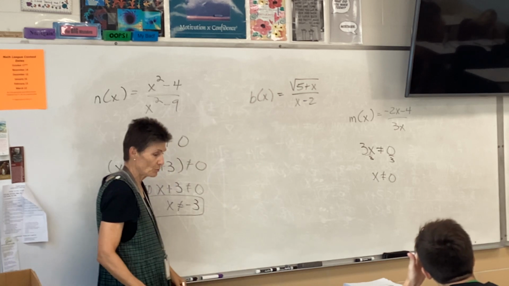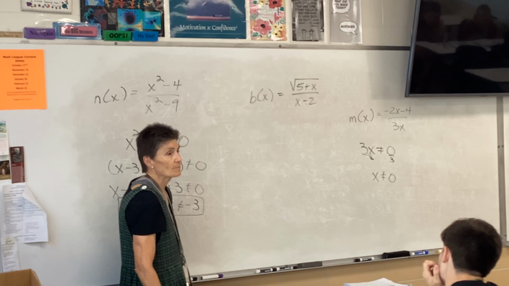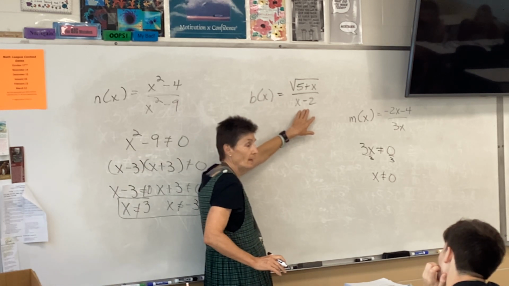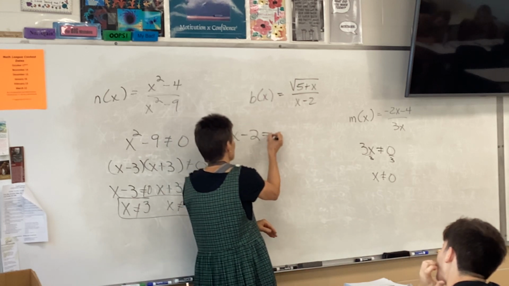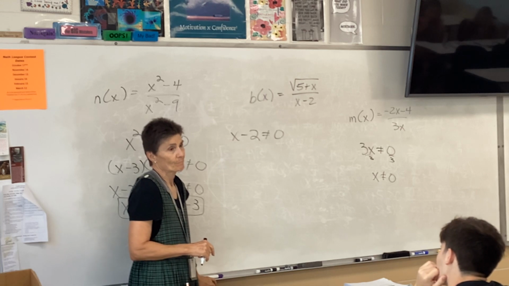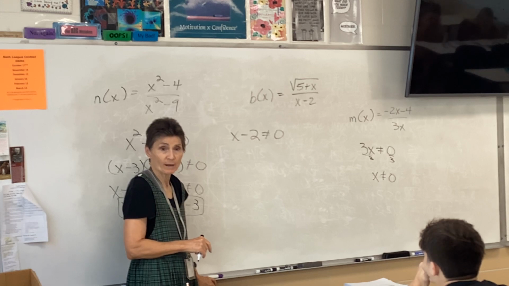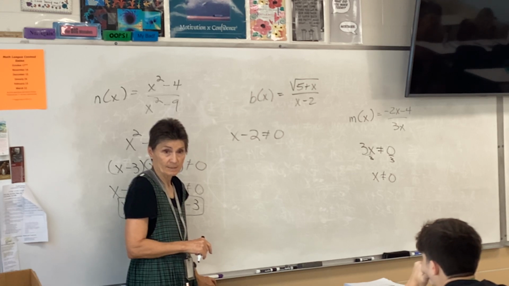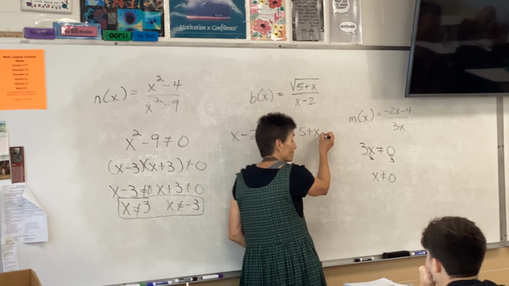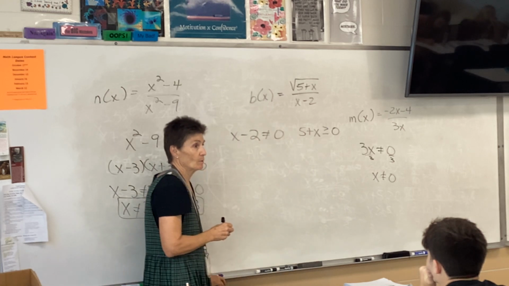Louis, what are my 2 domain rules? That the denominator can't equal 0. Okay, so let's stop right there. Does this have a denominator? Yep. So x minus 2 cannot be 0. Perfect. What's the other domain rule? Whatever is under the radical has to be greater than or equal to 0.